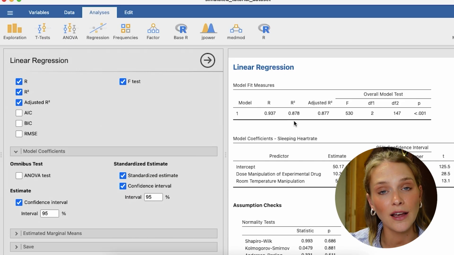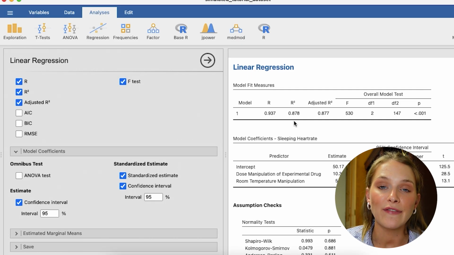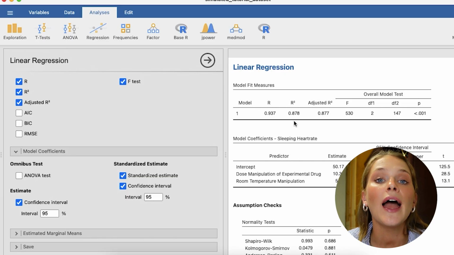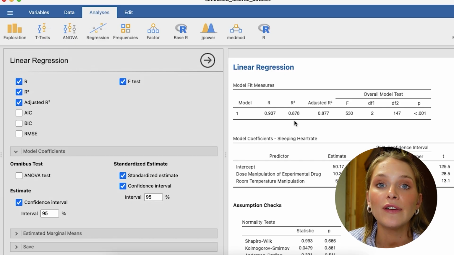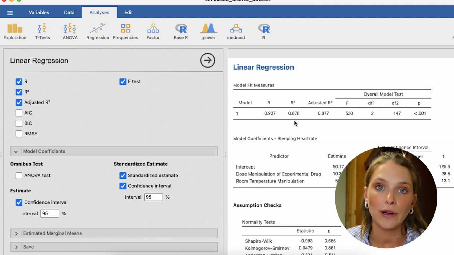R squared is the effect size for a regression, and by squaring that value you are given something called the coefficient of determination, and we interpret that as variance explained. However, this value can often be a little bit biased upward, so what I always recommend is that you select instead for the adjusted R-squared value, which controls for a little bit of that inflation.